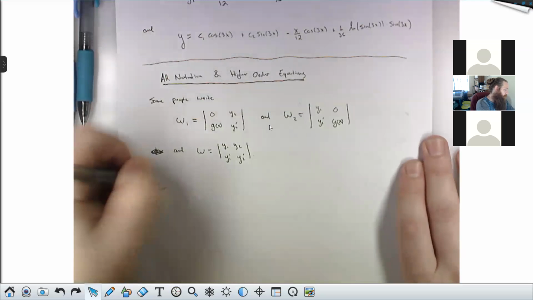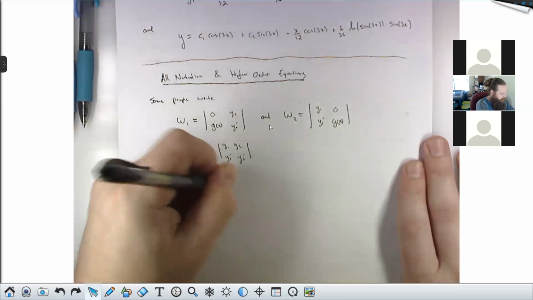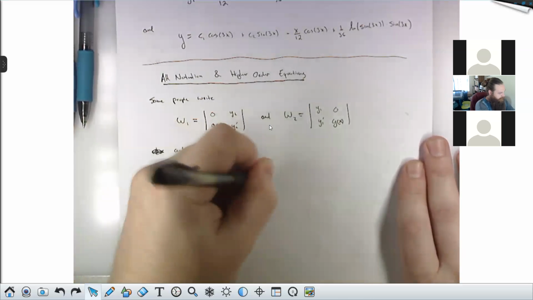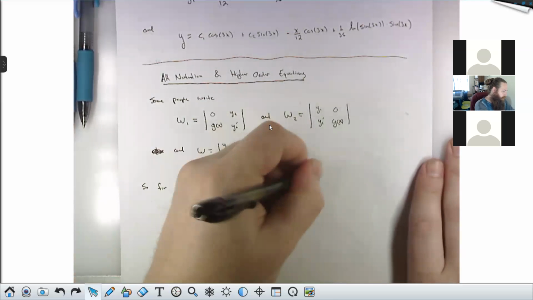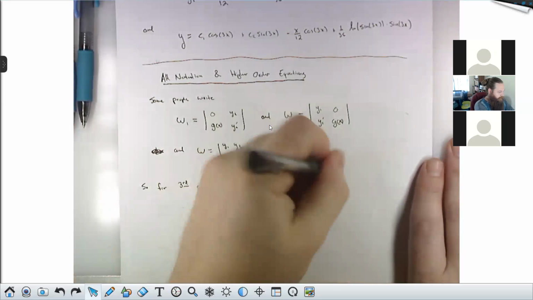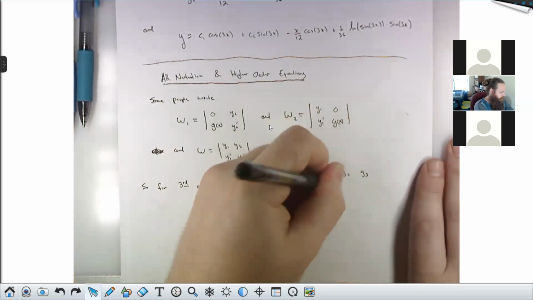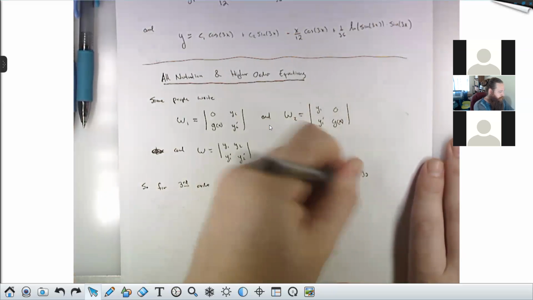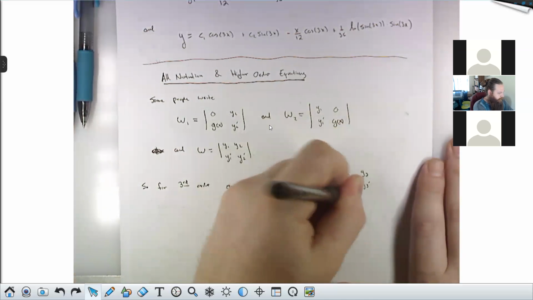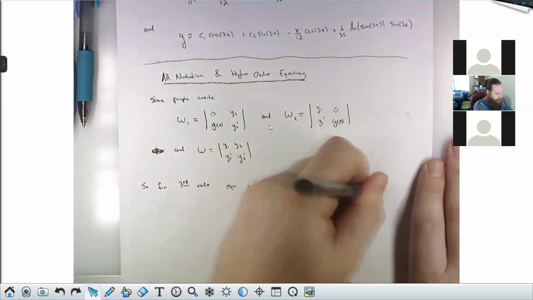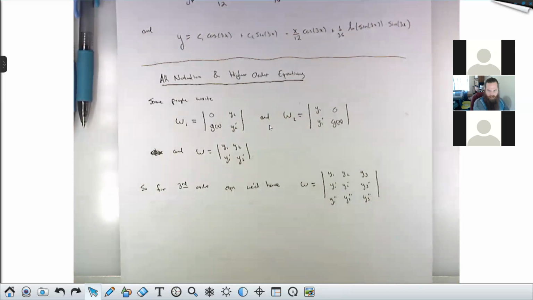So for a third order equation, we'd have, again, W as the Wronskian of your three linearly independent solutions to the associated homogeneous system: y1, y2, y3, y1 prime, y2 prime, y3 prime, y1 prime prime, y2 prime prime, y3 prime prime. All right, that's what the Wronskian for three functions looks like. You just kind of continue the pattern.